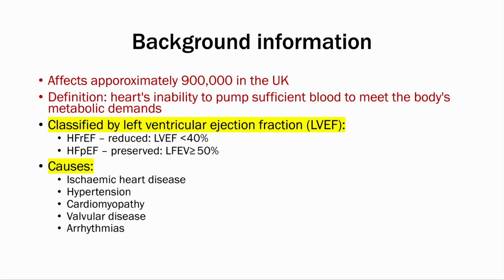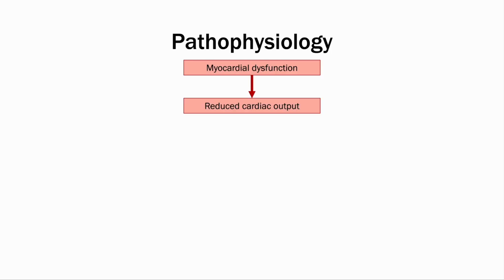disease, and arrhythmias. So, how does heart failure actually develop? It starts with myocardial dysfunction, meaning the heart muscle is damaged or stressed. This leads to a reduction in the cardiac output, meaning less blood is being pumped out per each heartbeat. The body detects this and activates two major neurohormonal systems, the renin-angiotensin-aldosterone system and the sympathetic nervous system.